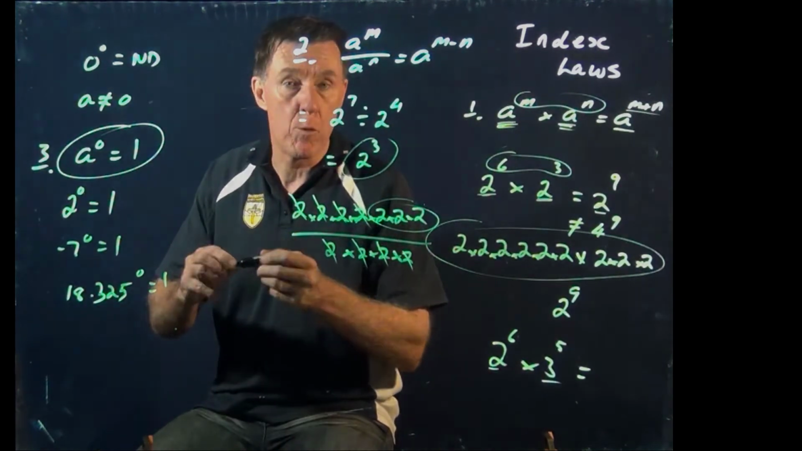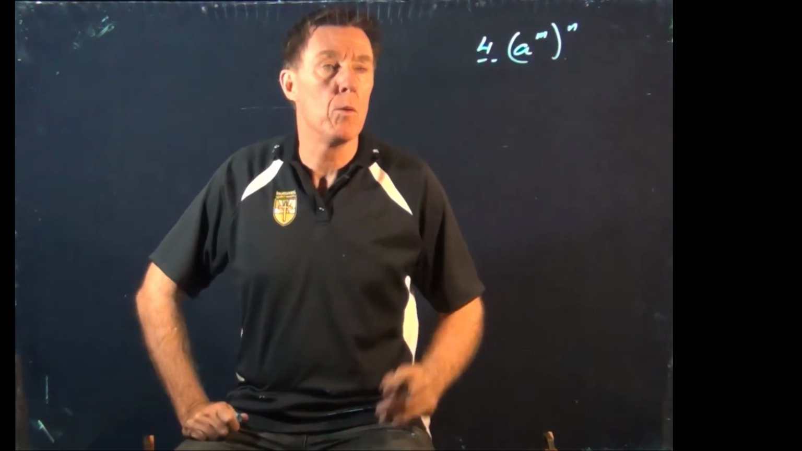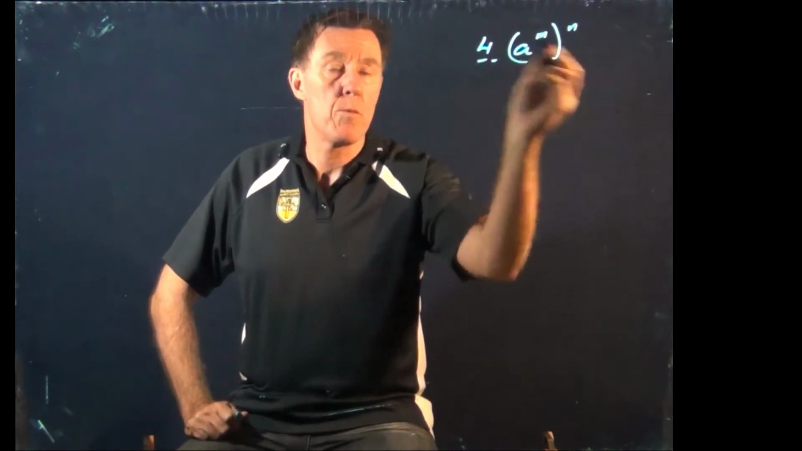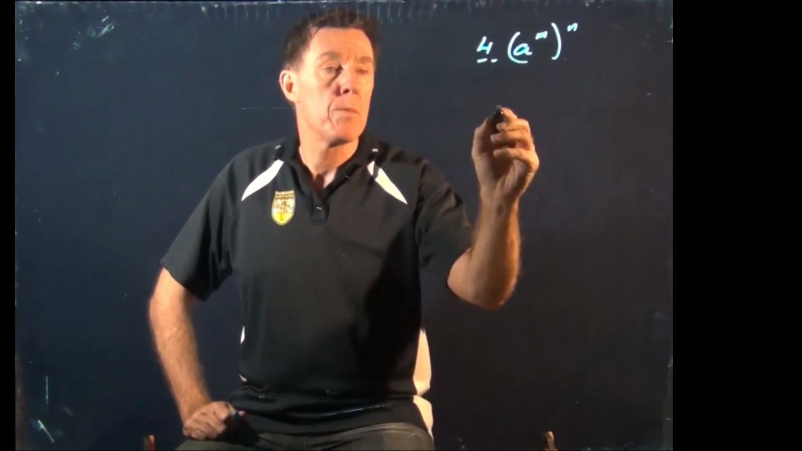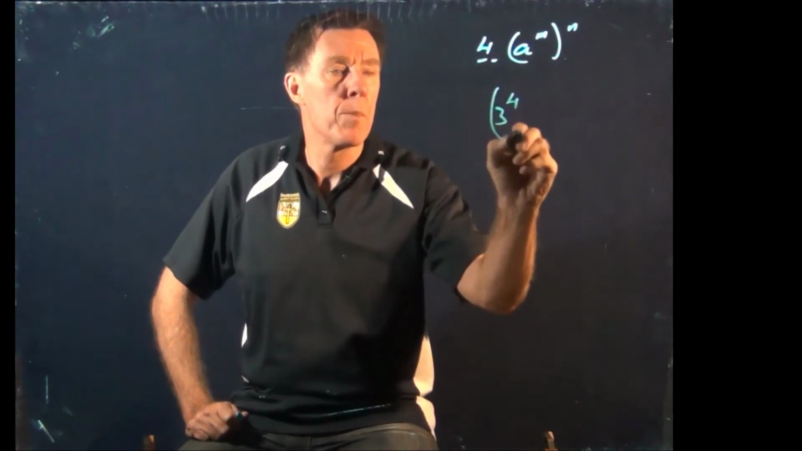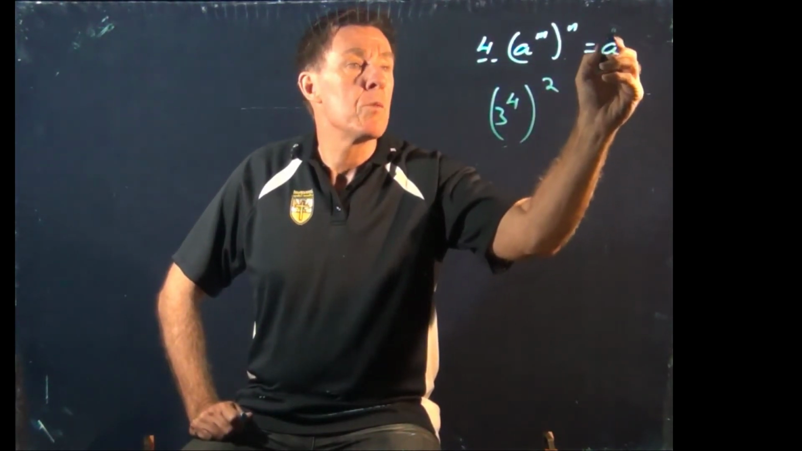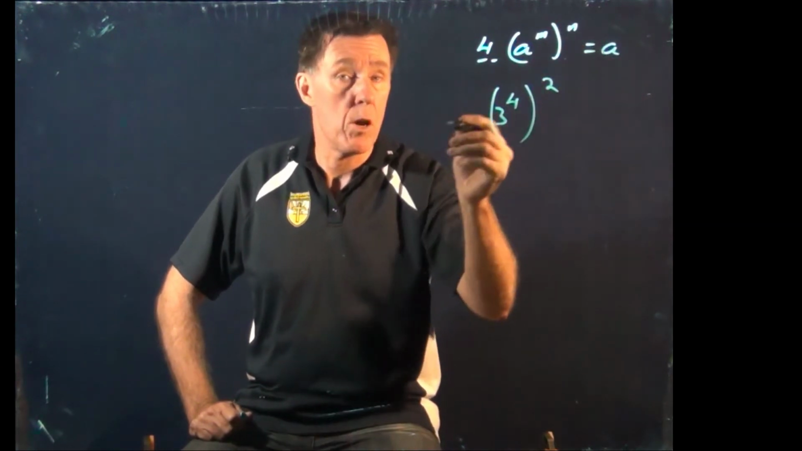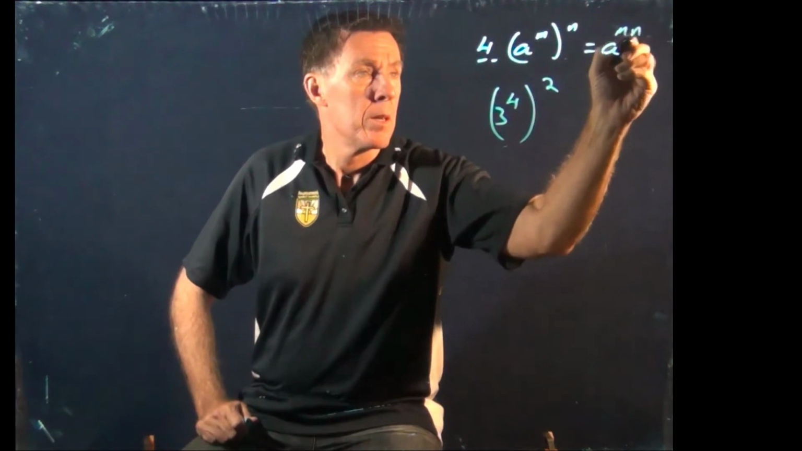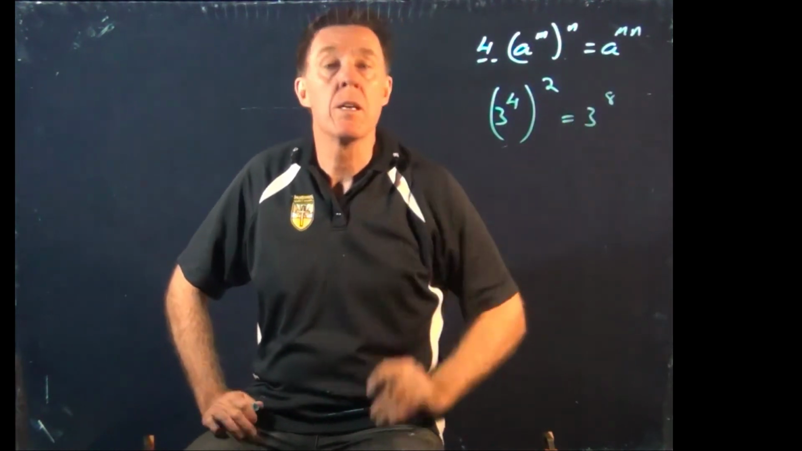Let's have a look at rule number 4. We call this one the power to a power law. Inside the bracket is a power, and then the entire thing itself has been raised to another power. For example, if I had 3 to the power 4, all being squared, in this particular situation, we times the indices together. This is the only time you multiply the indices together. M times n. So it's going to be 3 to the power of 8.